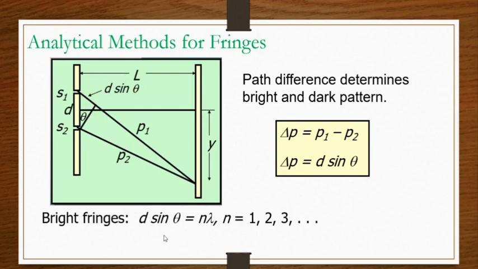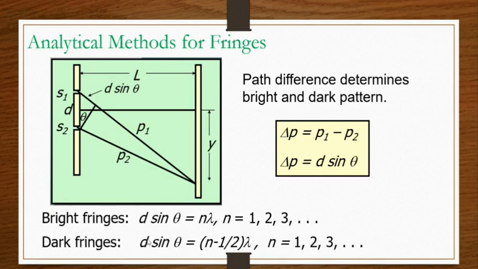So for bright fringes, the path difference, or d times the sine of theta, should be equal to n lambda, where n is 1, 2, 3, and so on. And for dark fringes, the path difference, or d times the sine of theta, should be equal to n minus a half times lambda, as we've seen before, and n starts from 1.